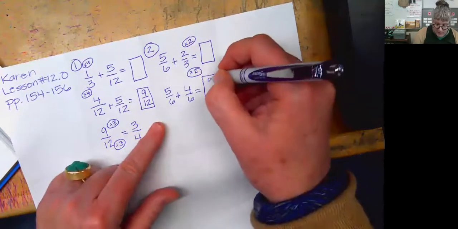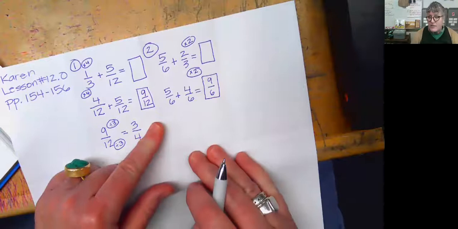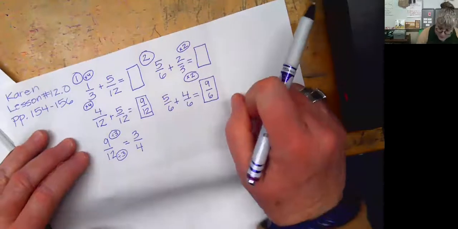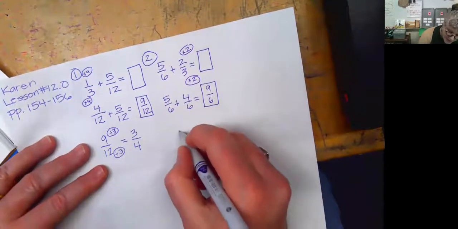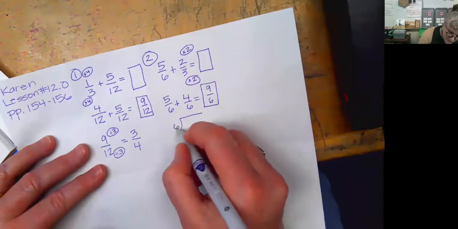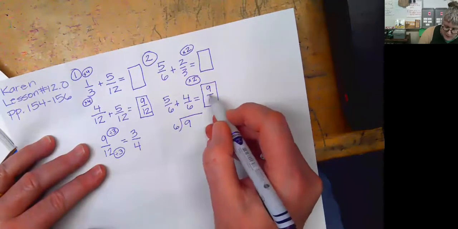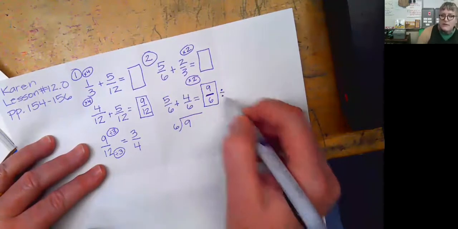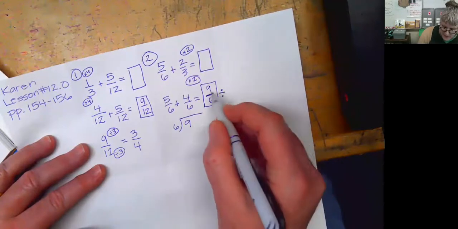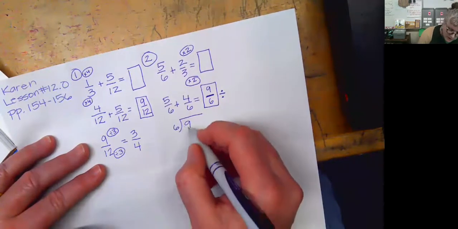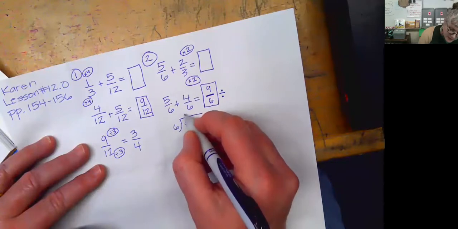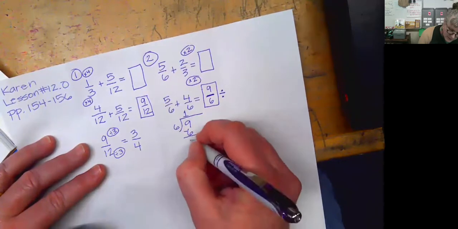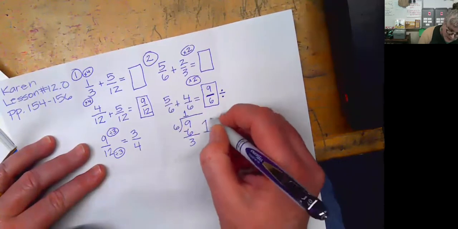And unfortunately, that has given me an improper fraction. 9 is too big to be on top of 6. So I'm going to go ahead and divide it. Remember, this line in fractions is the same thing as a division sign. So I'm going to say that 6 will go into 9 one time. And I get 1 3/6.